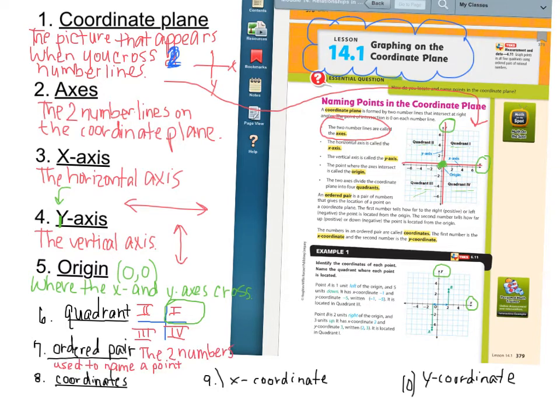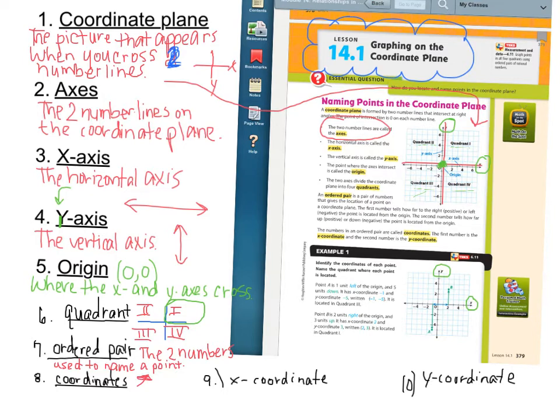Okay, so they just tell you where that point on the graph is. And that's the same thing as coordinates. The coordinates are the numbers also. Okay, so they'll call them coordinates. They'll call them an ordered pair.